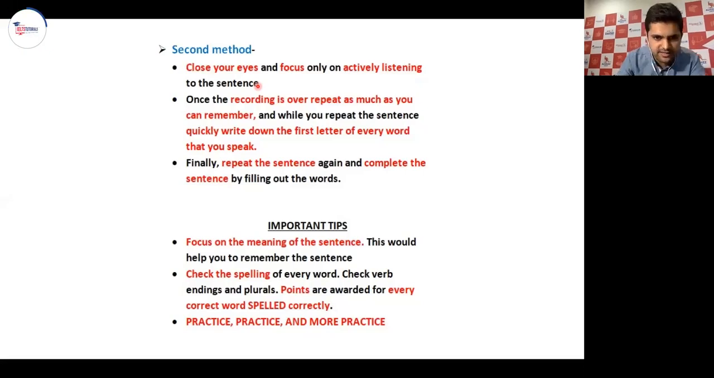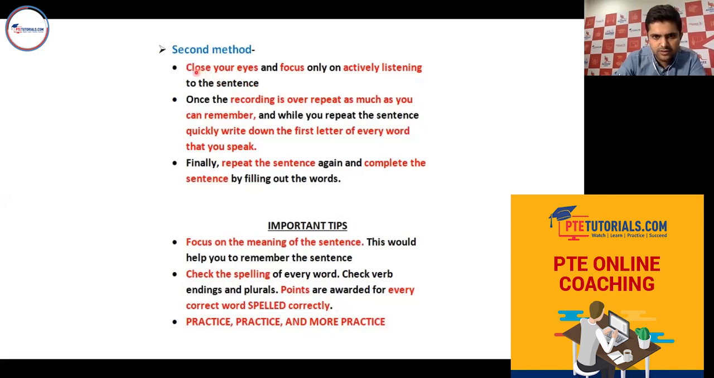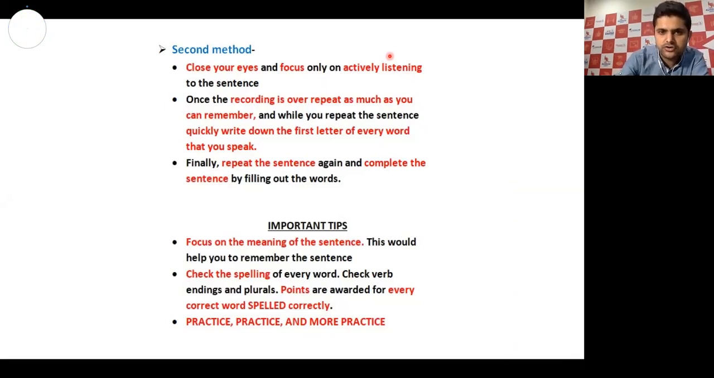Now, as soon as the recording is over, you quickly repeat that sentence. You repeat it as if you are doing the Repeat Sentence task. While you are repeating the sentence, you quickly write down the first letter of every word that you speak. So if this is your sentence, close your eyes and focus only on actively listening. If this would have been your sentence, you listen to it, and once you have listened, when you're repeating it and saying, close your eyes and focus only on actively listening, you're writing down the first letter.